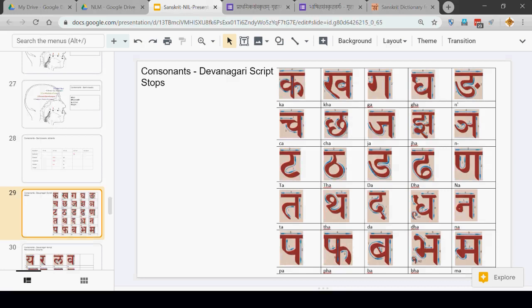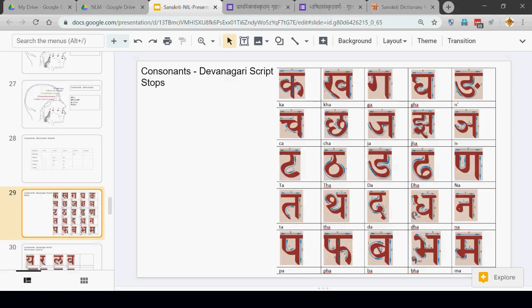Then Cha, Chha, Ja, Jha, Nya. Then the third line, the tip of the tongue slightly curved backwards, pressing the cerebral position in the mouth: Ta, Tha, Da, Dha, Na. So remember, the tip of the tongue is not pointing straight up. It's slightly curved backwards. Then ta, tha, da, dha, na: this is a straight tip of the tongue, pressing against the back of the front teeth.